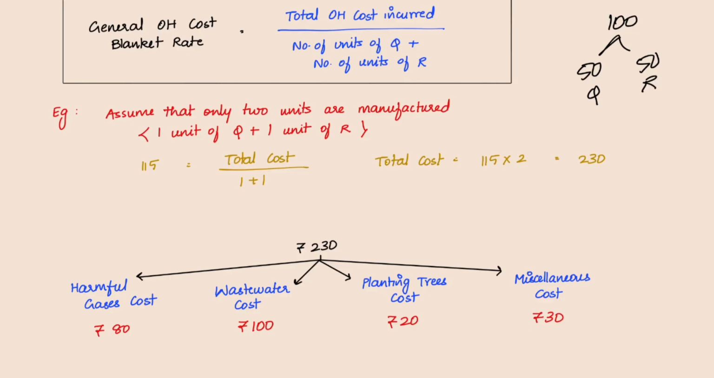In this question, they have not given how many units they are manufacturing or what is the sales mix or production mix. Anything they have not given. They are only telling that there are 2 products, Q and R. So they are taking an assumption that an equal number of products are manufactured. So we can take it that, for example, only 2 units are manufactured: 1 unit of Q and 1 unit of R.